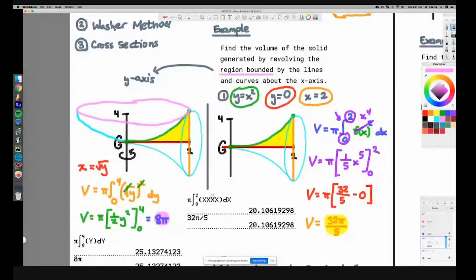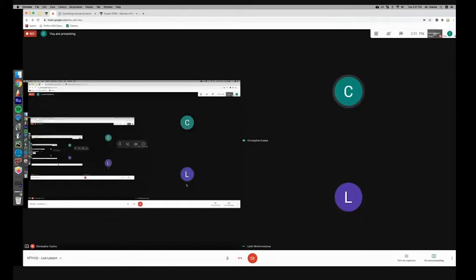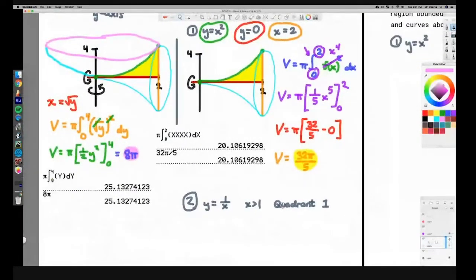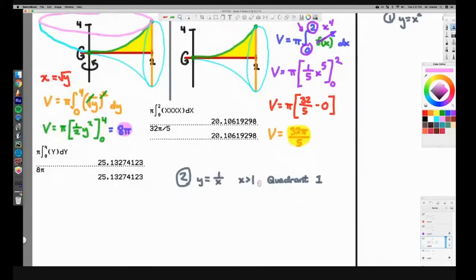Okay, this is where I basically made this whole section for you, so you should be happy for this next one. Now, this quadrant 1's actually not needed because you're only stuck in quadrant 1, so it's kind of redundant, but it doesn't matter. So I want to figure out the area that's bounded by 1 over x, where x is greater than 1.